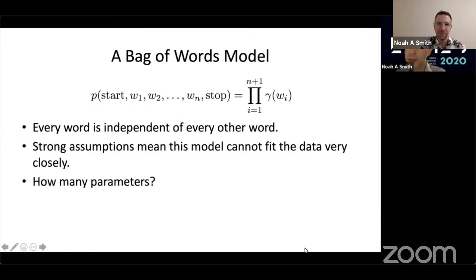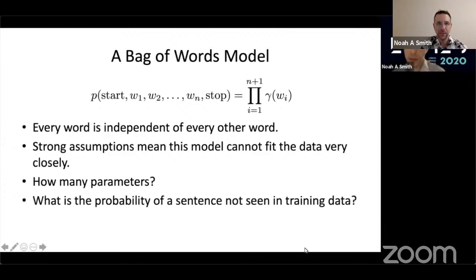How many parameters? Well, remember our trick. The number of parameters, or the number of probabilities we have to estimate in this die-based model, is equal to the size of the vocabulary times the number of dice. And there's only one. So it's size of sigma. Well, really size of sigma plus 1, to leave some probability for the stop symbol.